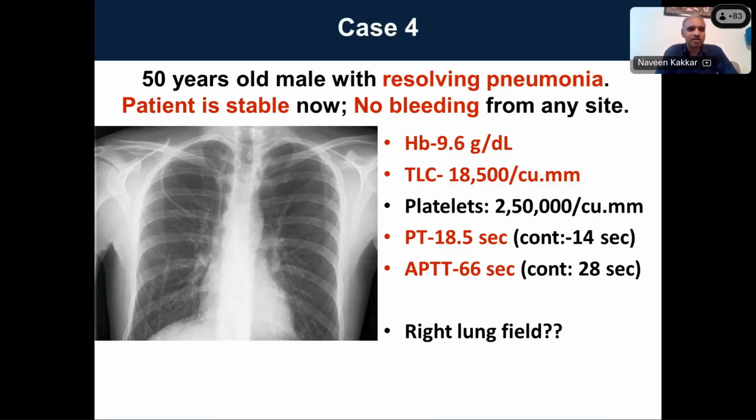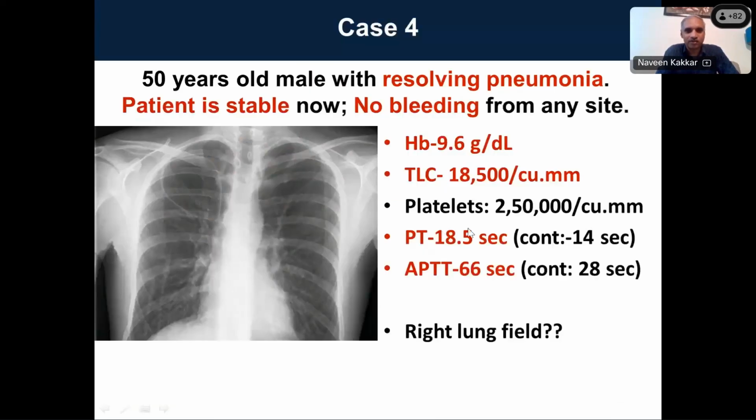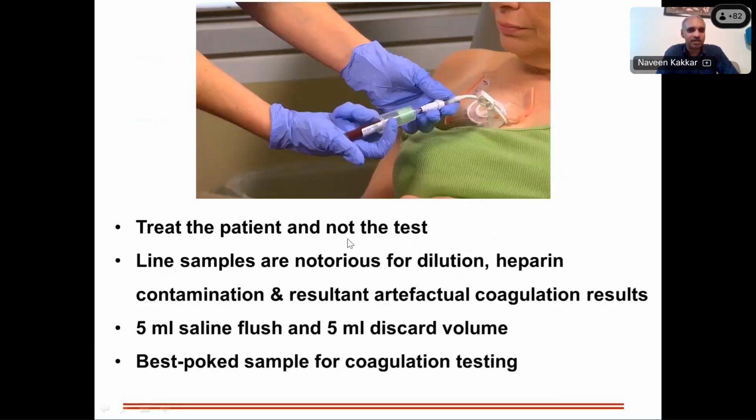So this is a typical pre-analytical problem, not very uncommon, happens in ICUs, recoveries, post-op patients, where care is not given to coagulation samples taken from the central line. So in this case, although the tests were prolonged, the clinician would not act because there is no bleeding. So why would you treat? So important, treat the patient and not the test.